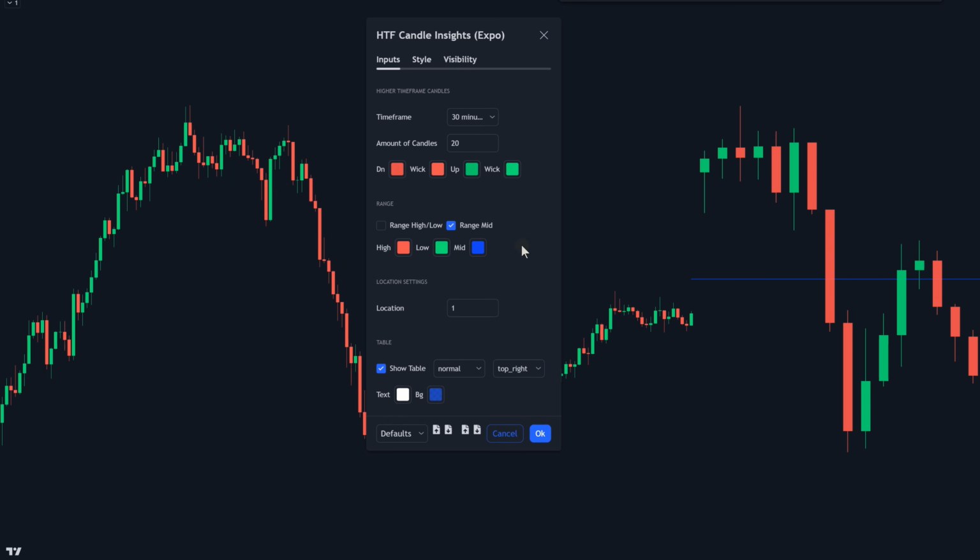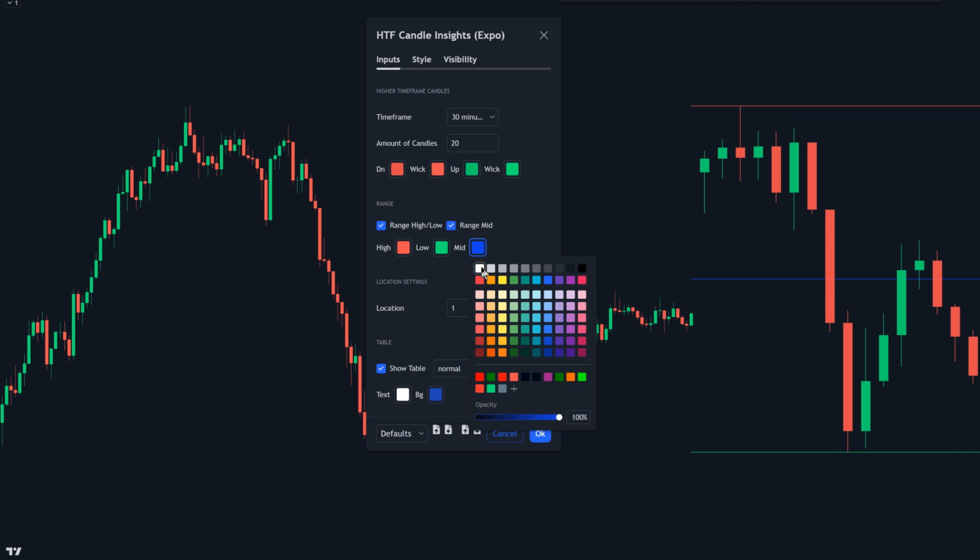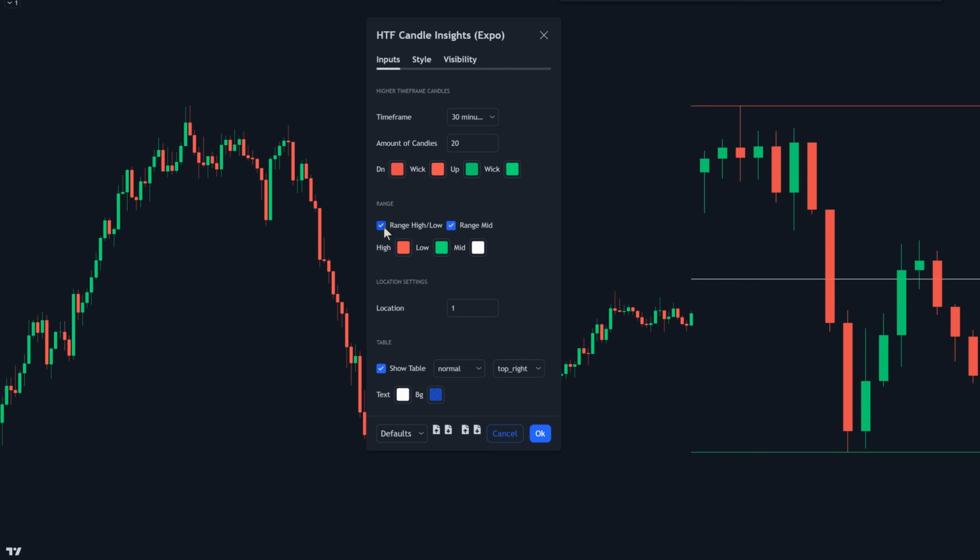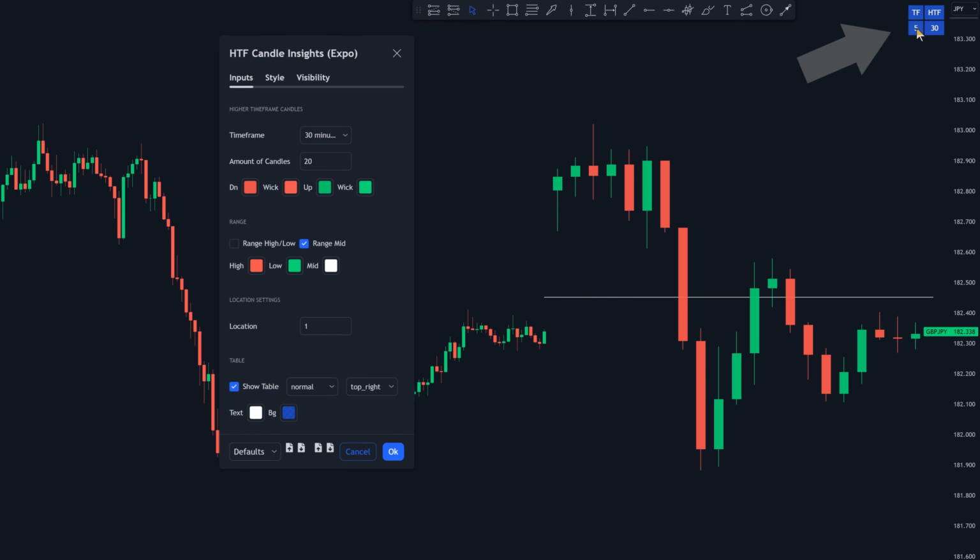And then we're going to activate the range. And as you can see, it's giving us the higher time frame range. Range basically means the distance between the lowest price point to the highest price point over the last 20 candles. Also, let's change the mid color to white and disable the range high-low option because we're not going to be needing it. Then here we have the show table option, which is this table right here.